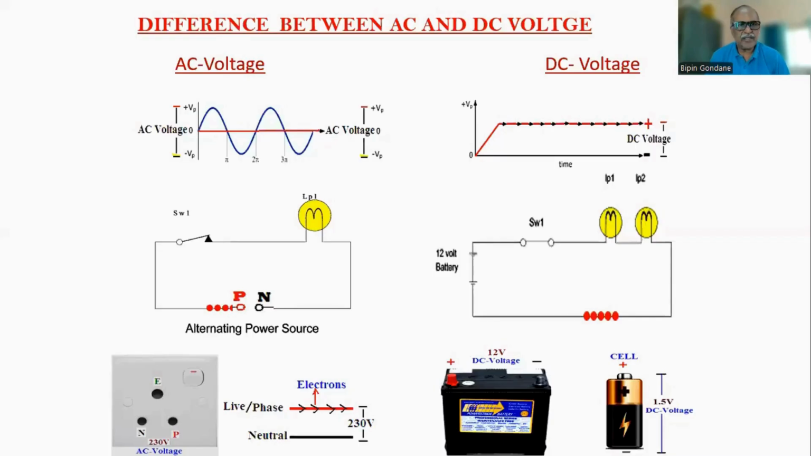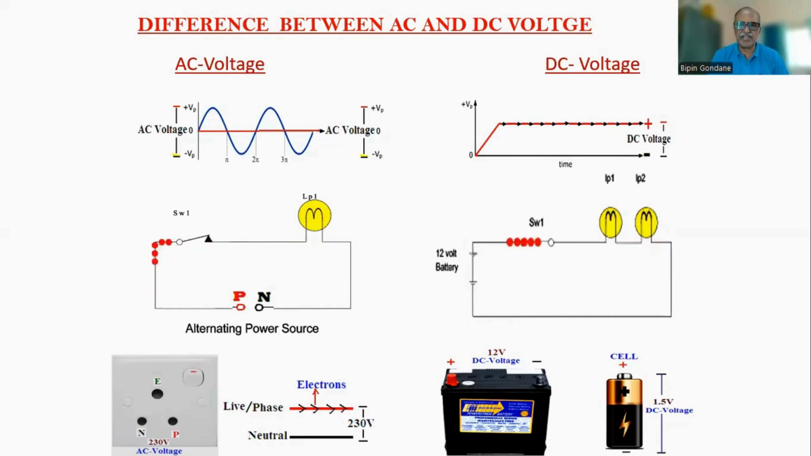Like in AC current, we have AC voltage, so we have two types. That is AC volts and DC volts. You can see from this figure, the AC volts and the DC volts. In AC volts, there is no fixed direction for the flow. That is, the electron flow can go in either direction, whereas in DC, it will flow only in one direction, right?